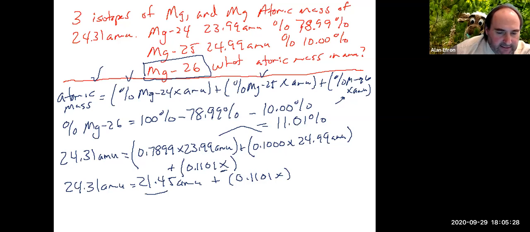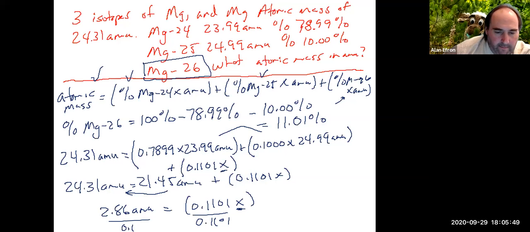So we're going to subtract this to the other side. And when we do that, 24.31 minus 21.45 gives us something like 2.86 AMU equals our percentage. And again, I'll just call it X, what we're looking for. We'll divide that to the other side. And that gives us our missing isotope being 25.98, give or take, AMU.